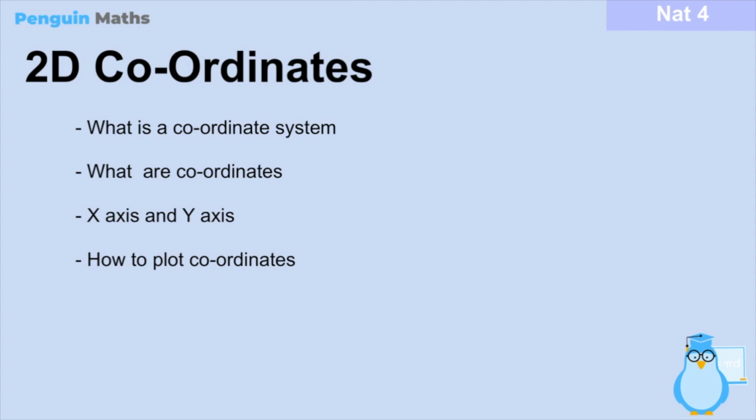In this National 4 Maths lesson, we are going to be looking at two-dimensional coordinates. After this lesson, you will know what a coordinate system is and how we can use them. You will know what a coordinate point is. You will know how to draw a coordinate system using an x-axis and a y-axis. And finally, you will learn how to plot coordinates on this xy coordinate diagram. So, let's get started.